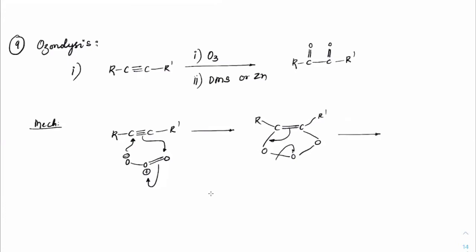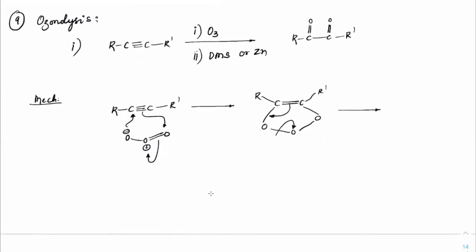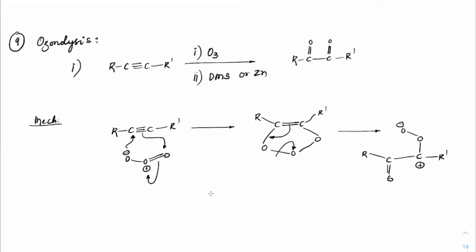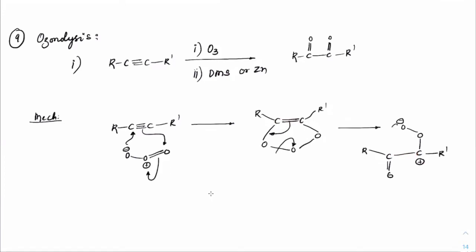Same mechanism, there is no change in the mechanism. Here also we will get this as R, C, double bond O with C here with O and O minus with R dash. This is how it is. And this gets positive charge. The only difference between that double bond and triple bond, here in double bond this bond will also break. In triple bond only one bond breaks here, right? So the rest of the mechanism is same.